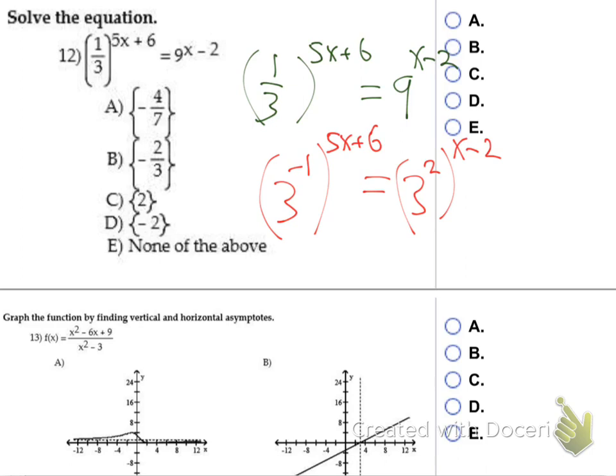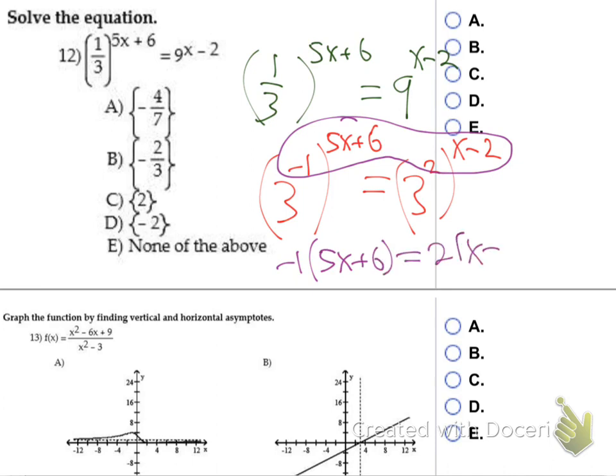So remember, we make the bases the same. And now we can just set the powers equal, meaning minus 1 times 5x plus 6 must equal 2 times x minus 2. Why do the powers have to be equal? Because the bases are the same.